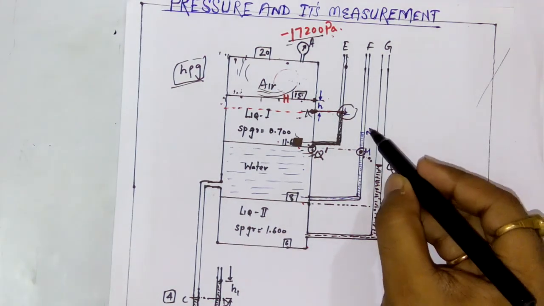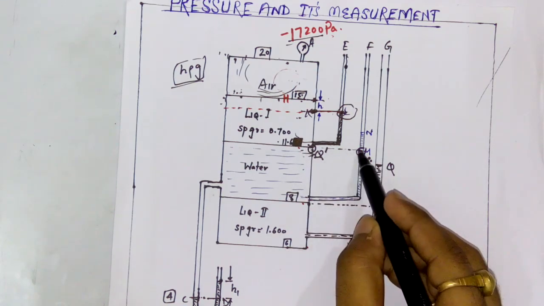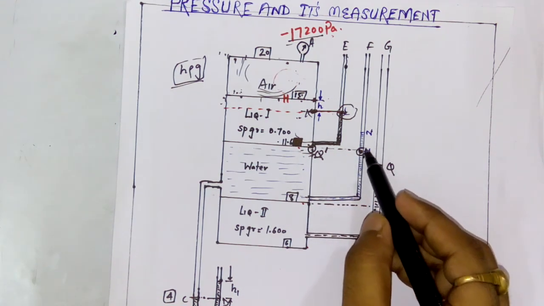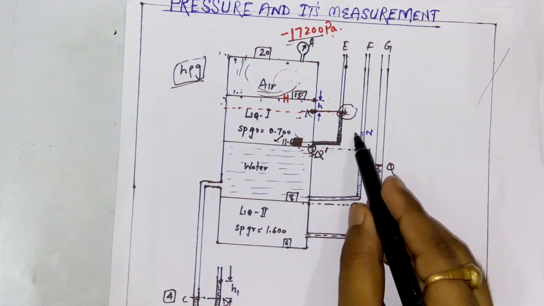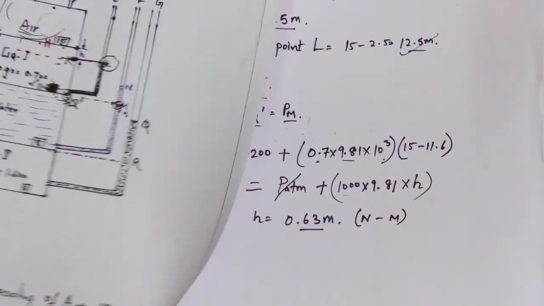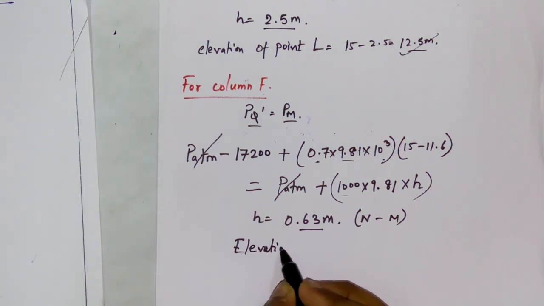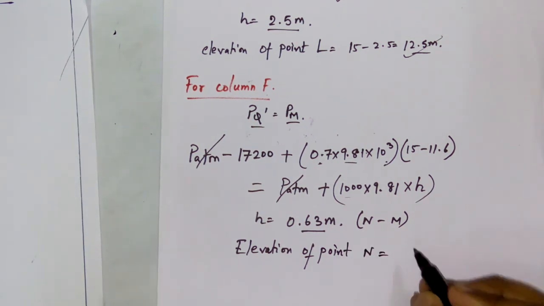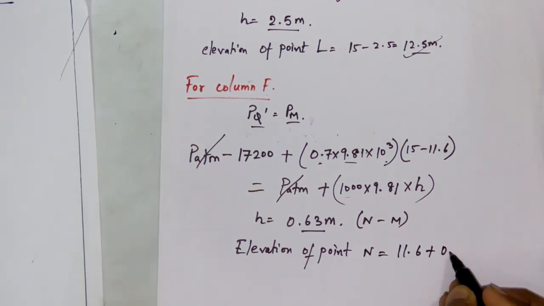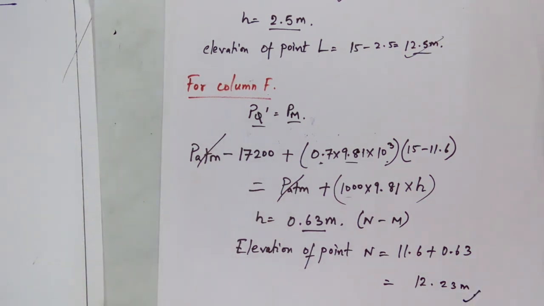So what is the total elevation of N? The elevation is 11.6 up to here, as given, plus you have to add the value which you just found. So the elevation of point N is nothing but 11.6 plus 0.63, which is 12.23 meters. Is it clear or not?